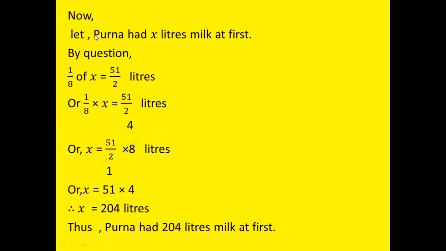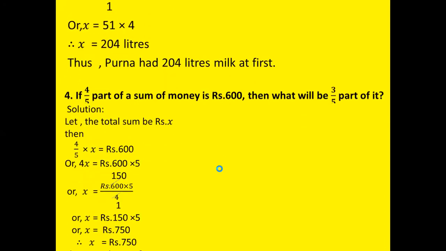Then we have to write Purna had x liters of milk at first. By the question we have to write 1 by 8 of x equals 5 1 by 2. 1 by 8 into x equals 5 1 by 2. Then if you do cross multiplication, look, 8 goes here, then 1 comes here to divide. But 1 is not needed to write in the denominator. 2 1 is 2, 2 4 and 4 into 51. It will give 204 liters. Thus Purna had 204 liters of milk at first.